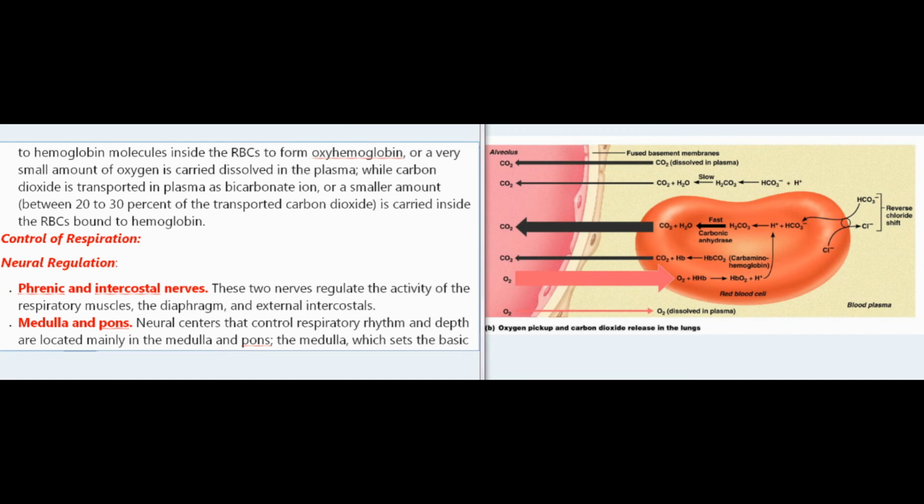Control of respiration. Neural regulation. Phrenic and intercostal nerves. These two nerves regulate the activity of the respiratory muscles, the diaphragm, and external intercostals. Medulla and pons. Neural centers that control respiratory rhythm and depth are located mainly in the medulla and pons.